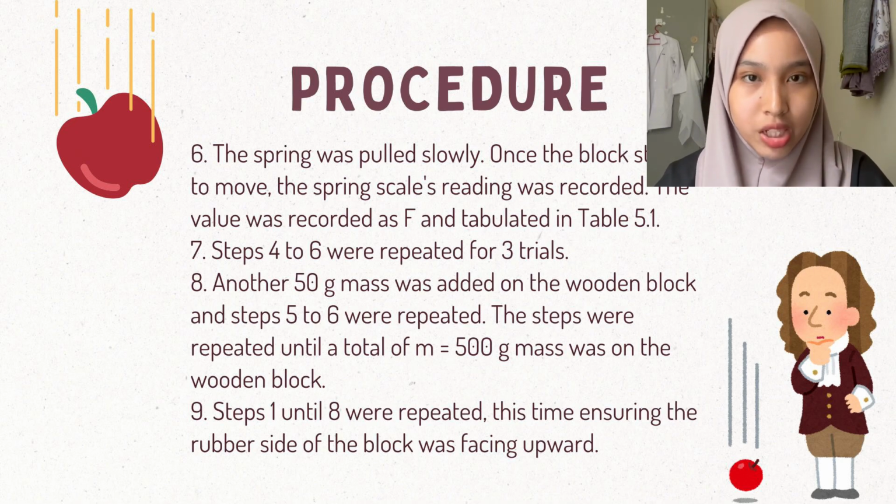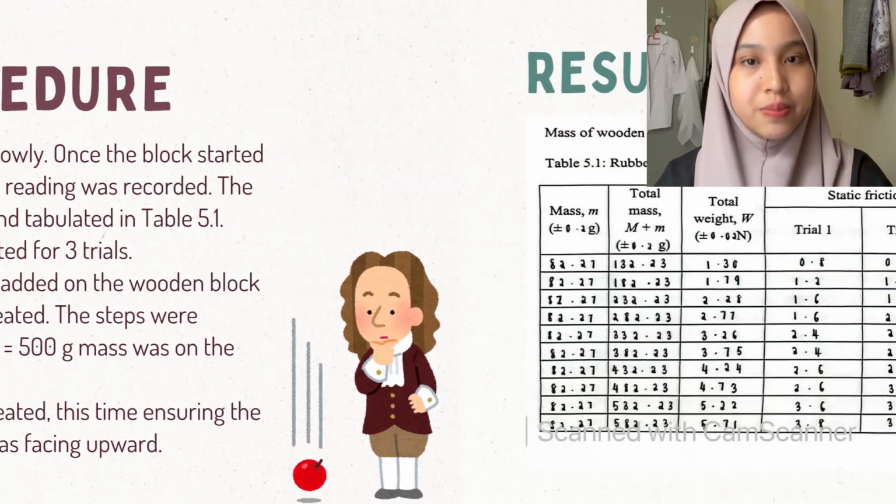Another 50 gram mass was added on the wooden block and steps 5 to 6 were repeated. The steps were repeated until a total of 500 gram mass was on the wooden block. Steps 1 until 8 were repeated, this time ensuring the rubber side of the block was facing upward.